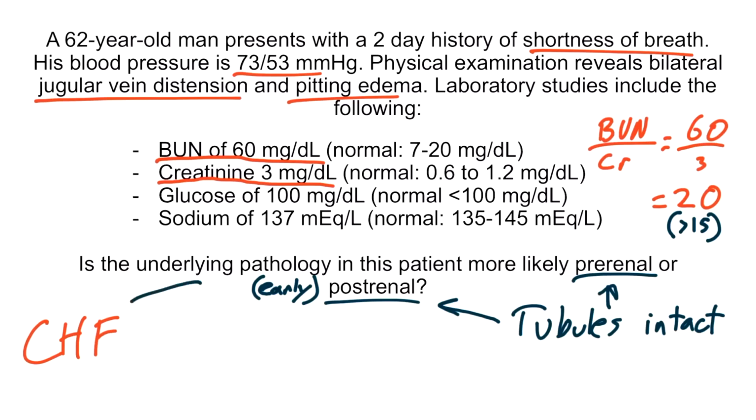The patient has CHF. And recall that the pathophysiology of prerenal azotemia is decreased blood flow to the kidneys, leading to decreased GFR, oliguria, and azotemia. And congestive heart failure can cause that decreased renal blood flow. So the correct answer is that this is more likely a prerenal condition.